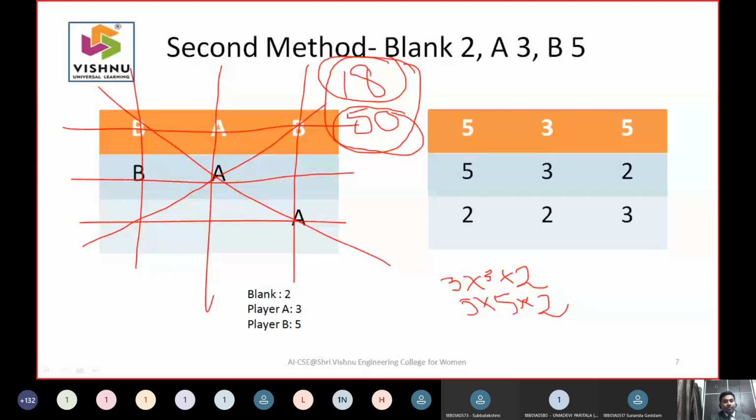But what is common in the first method and second method is you are only talking about values of A, B and blank. In the first method, the value of blank is 0. In the second method, the value of blank is 2. In the first method, you have taken 0, 1, 2. In the second method, you have taken 2, 3, 5. So the advantage in the second method is you are getting an alert message. So obviously you are getting alerted whenever the opponent is going to win.